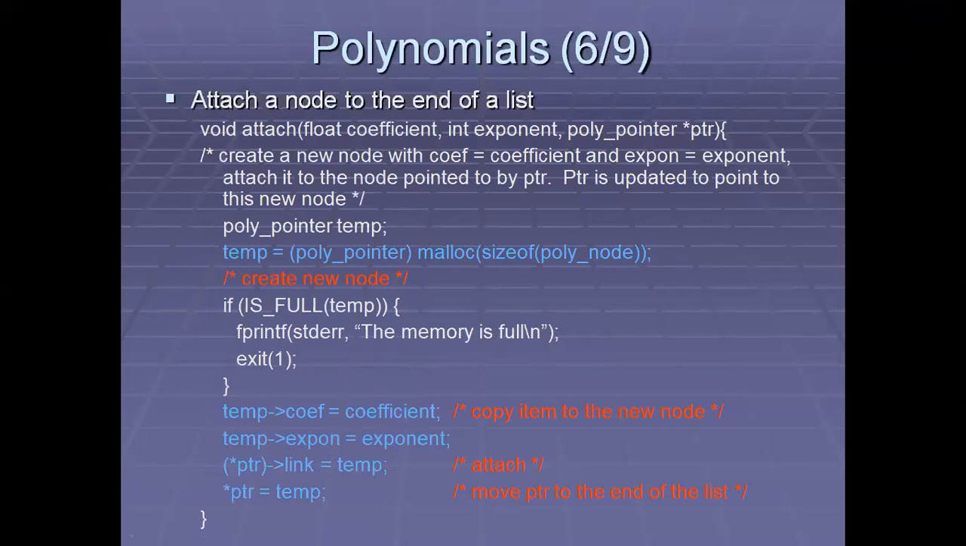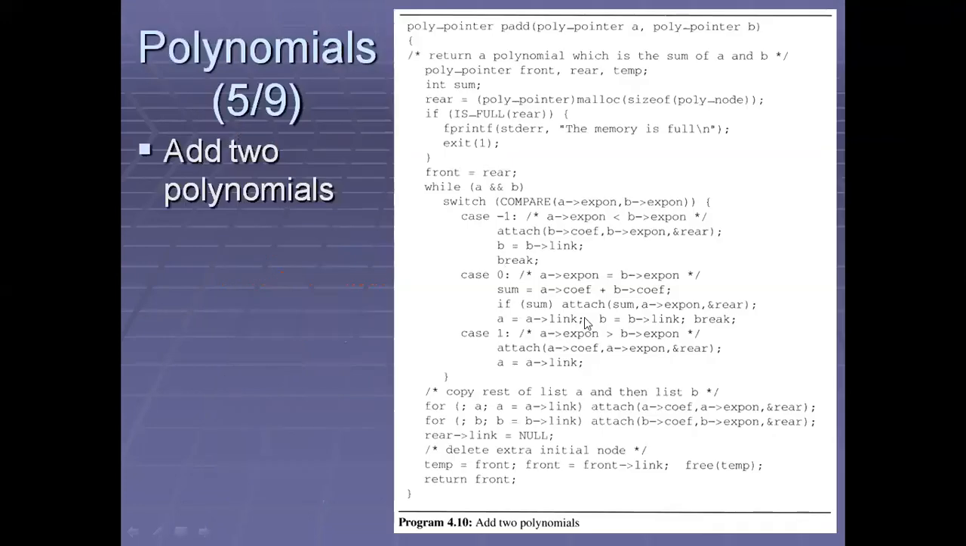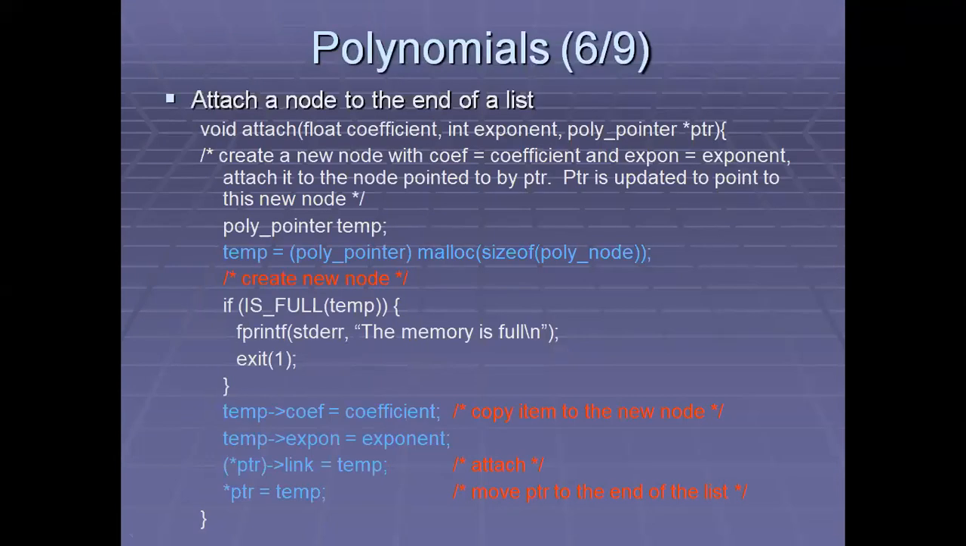So you can see the algorithm for attach. Previously, I have written attach here. You can see the function I have used, attach. So now we will discuss the attach function. What is this attach function meant for? Create a new node with coefficient and exponent. Attach it to the new node by pointer. The pointer is updated to point to the new node.